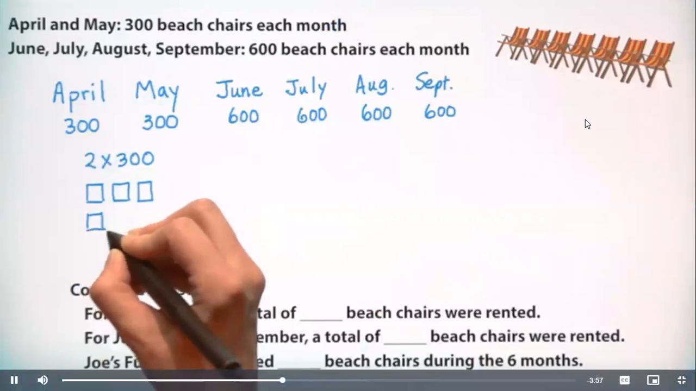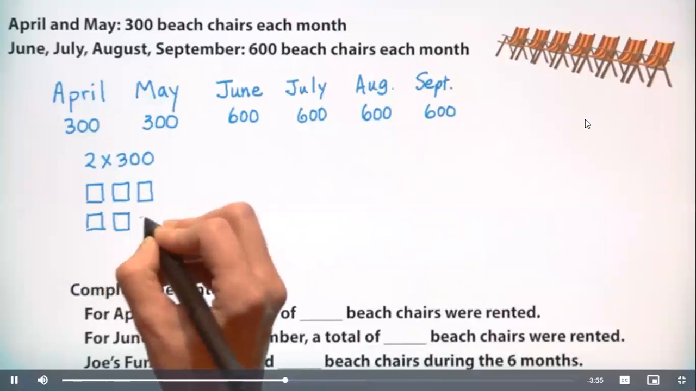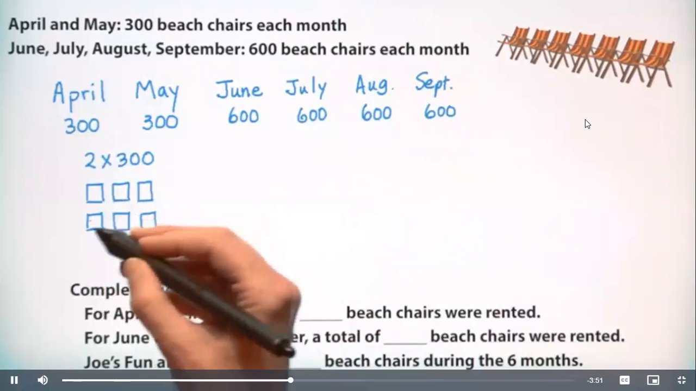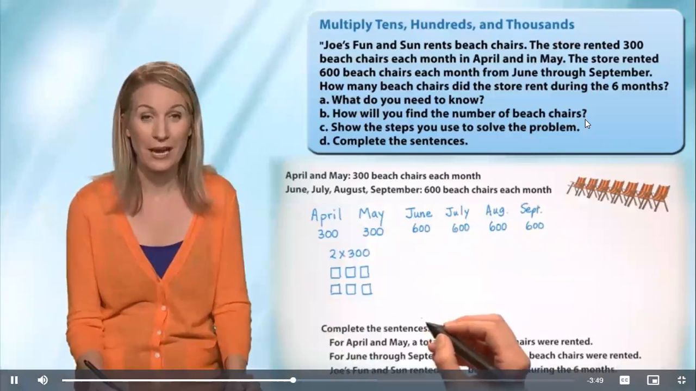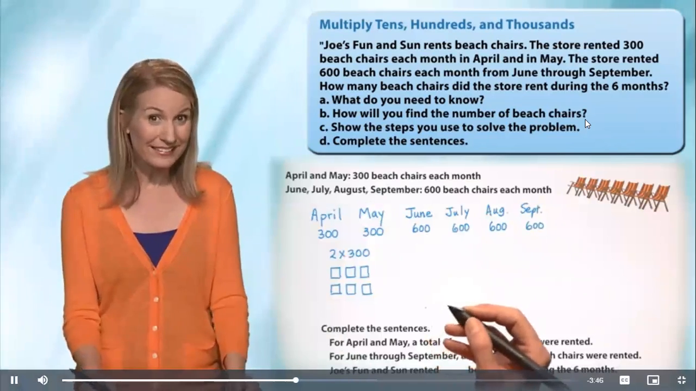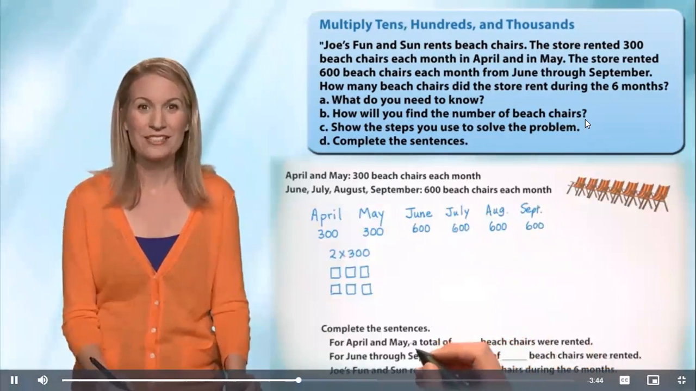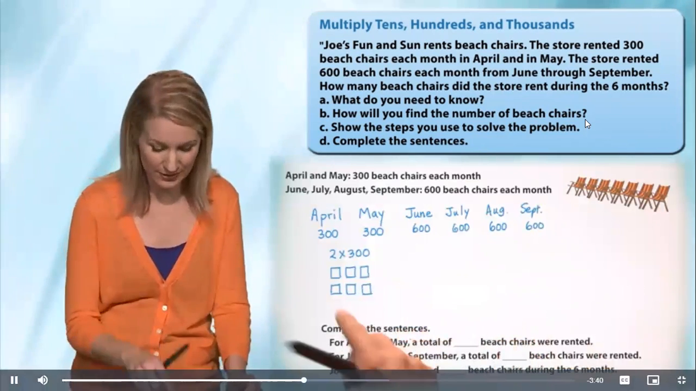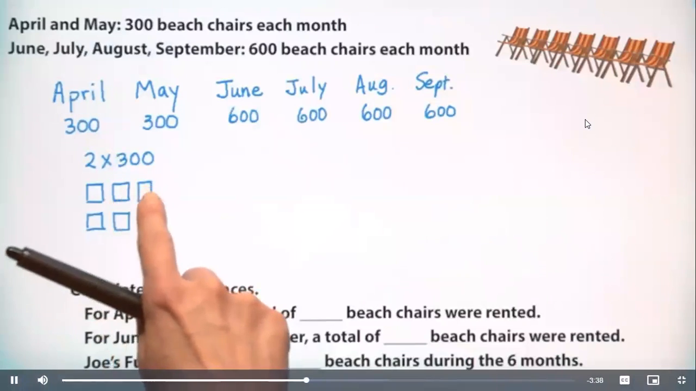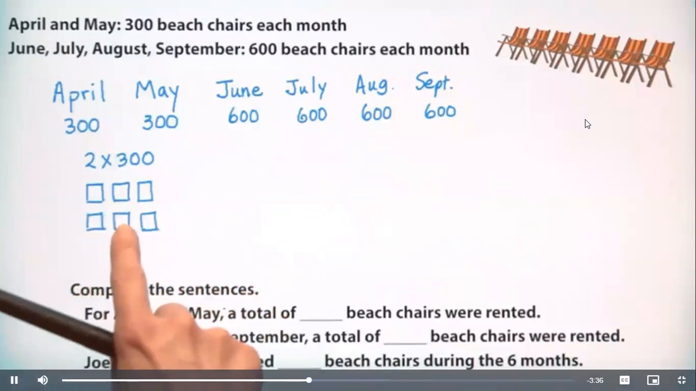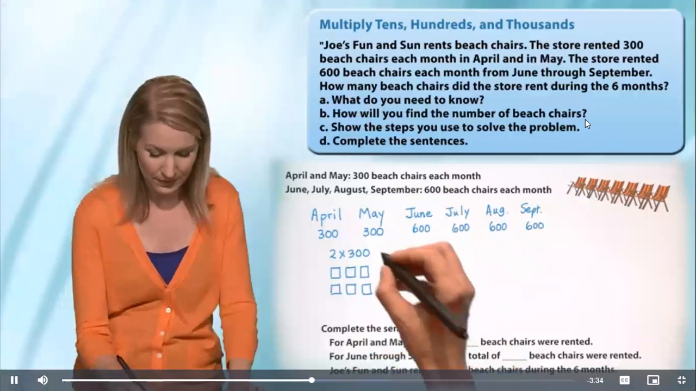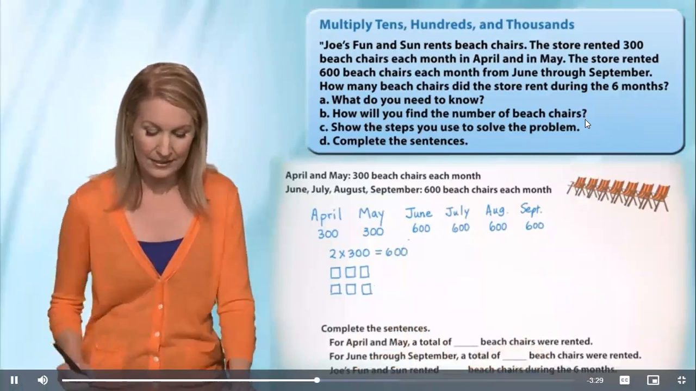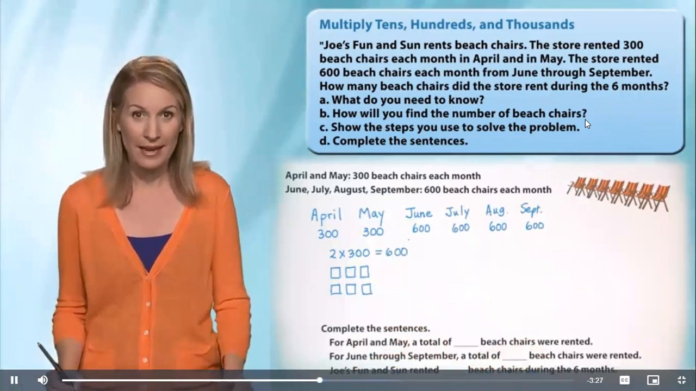There we go. So this is 2 rows of 300, 2 times 300. Well, how do we calculate that? Don't we just add up all the boxes? That is, each box represents 100, so we say 100, 200, 300, 400, 500, 600. So altogether, that is 600 seats, 600 chairs in April and May.